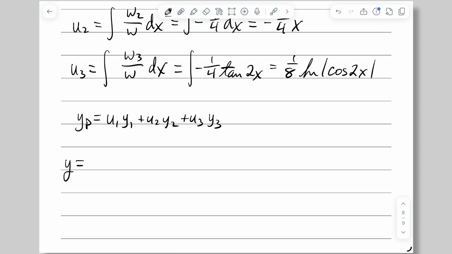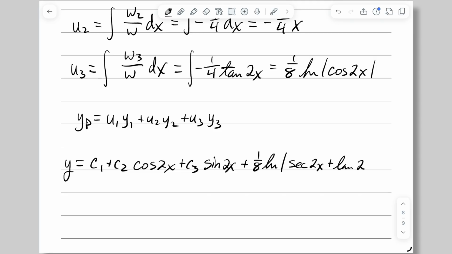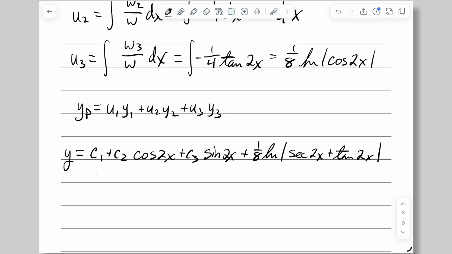Finally, our solution is going to be c1 plus c2 times the cosine of 2x plus c3 times the sine of 2x plus 1/8 times the natural log of the absolute value of the secant of 2x plus the tangent of 2x, because that one was u1 times a constant, well, u1 times 1, minus 1/4 x times the cosine of 2x, that's u2 y2, plus 1/8 sine of 2x times the natural log of the absolute value of the cosine of 2x, and that's u3 y3.